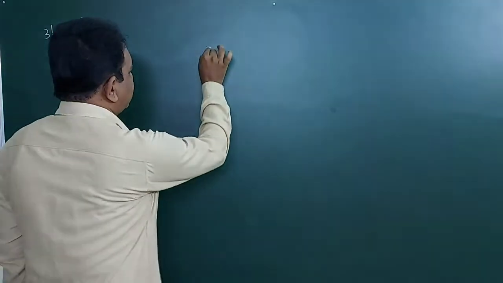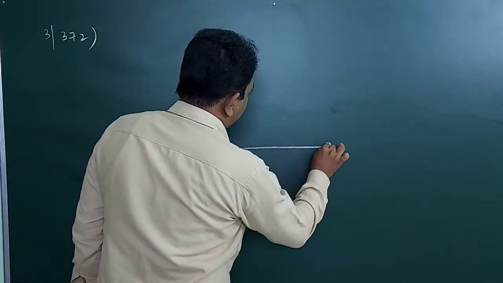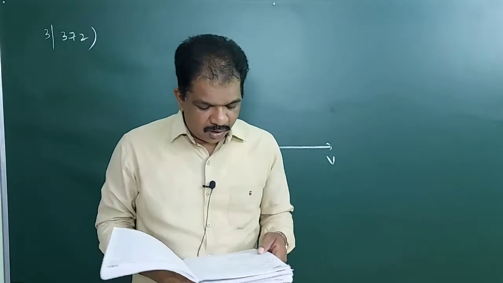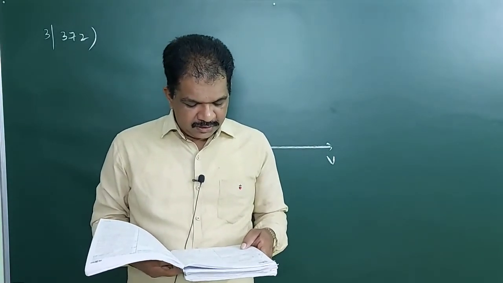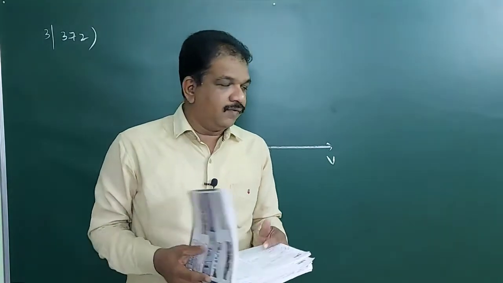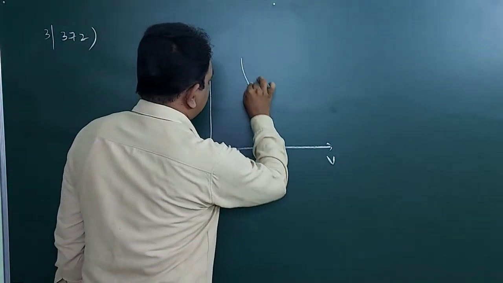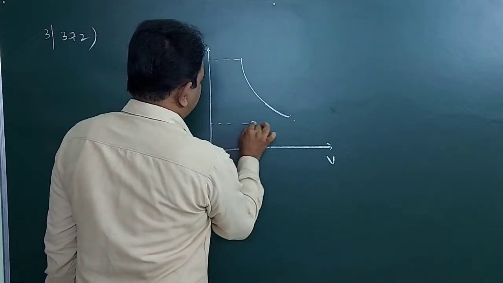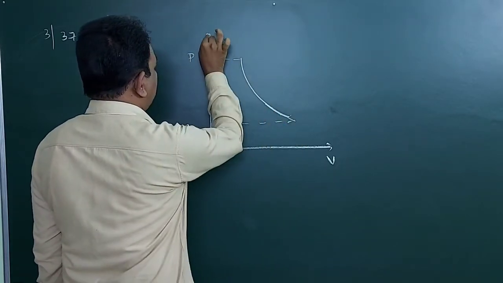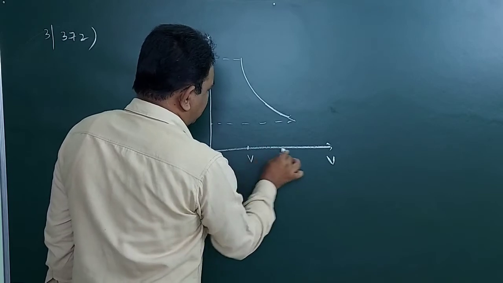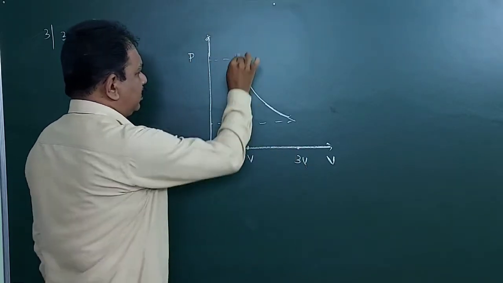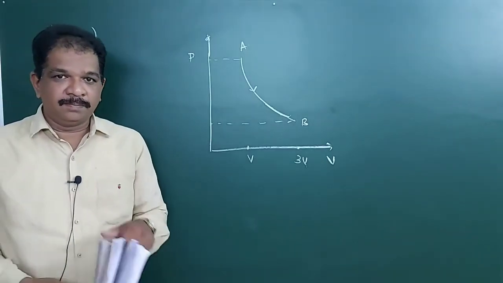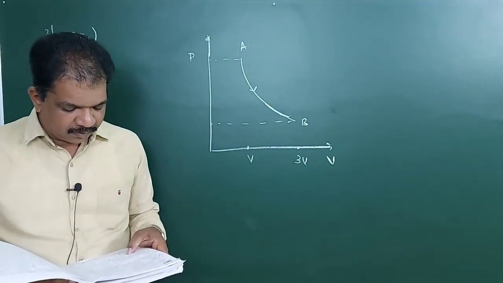Okay, so here P values are there, here V values are there. In the isothermal process, volume changes from V to 3V. So the isothermal process PV graph will be like this. Volume increases from V to 3V, A to B. So for the isothermal process, the graph between P and V will be a rectangular hyperbola.